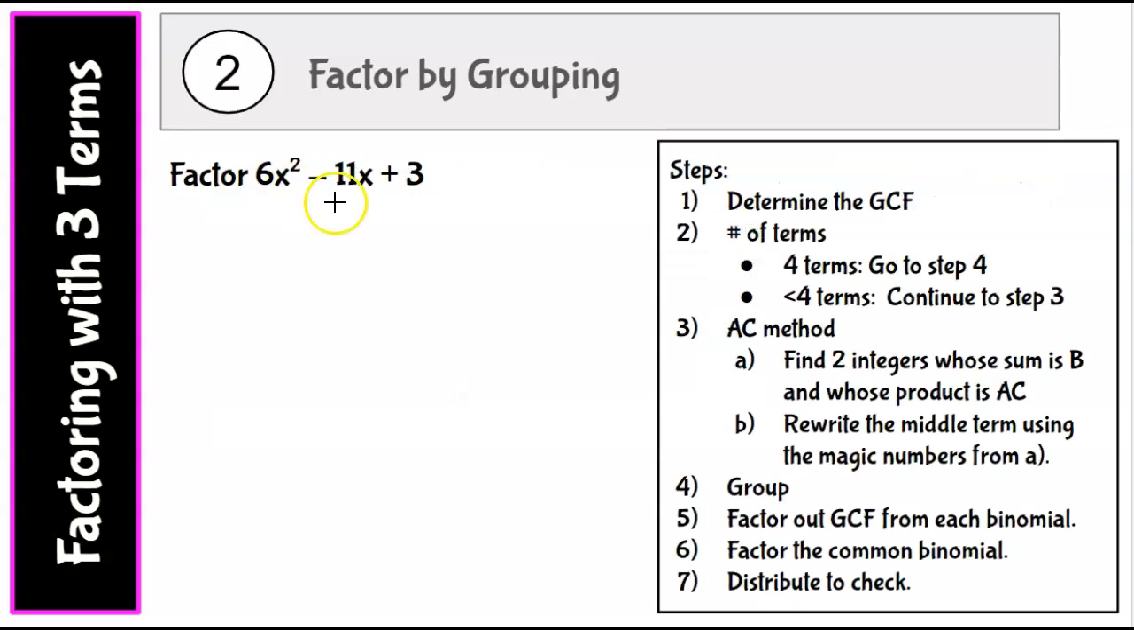Let's do another example. This time we have a minus in here, so the signs are going to be a concern. We don't have a GCF, so I'm going to skip right over that. Number of terms, there are less than 4, so we're going to go to the AC method. Find two numbers whose sum is b and whose product is 18.